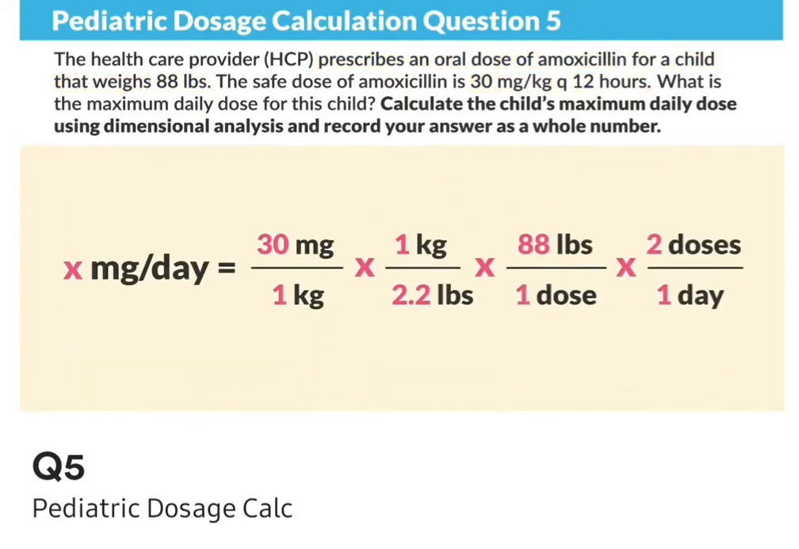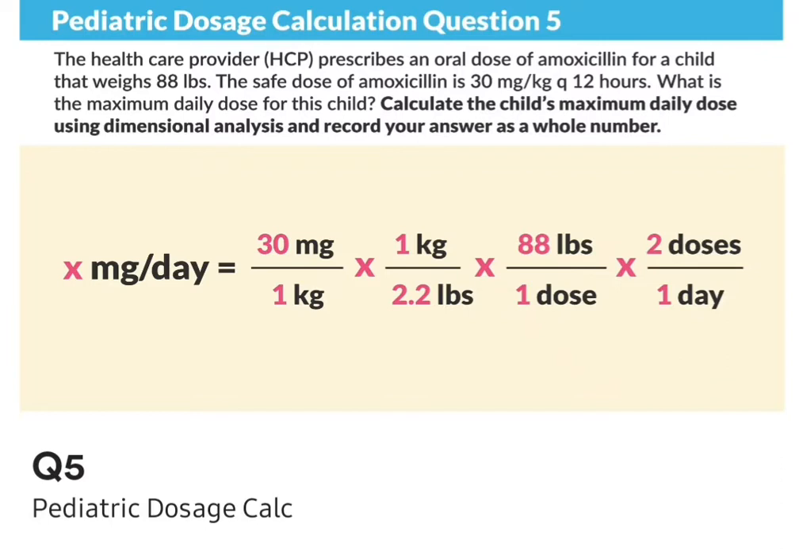All right, so let's set up our equation here. We are solving for X milligrams per day. So that is 30 milligrams over the 1 kilogram, because remember, we have to convert those pounds into kilograms, right? Then we have 1 kilogram over 2.2 pounds. The client weighs 88 pounds over 1 dose.